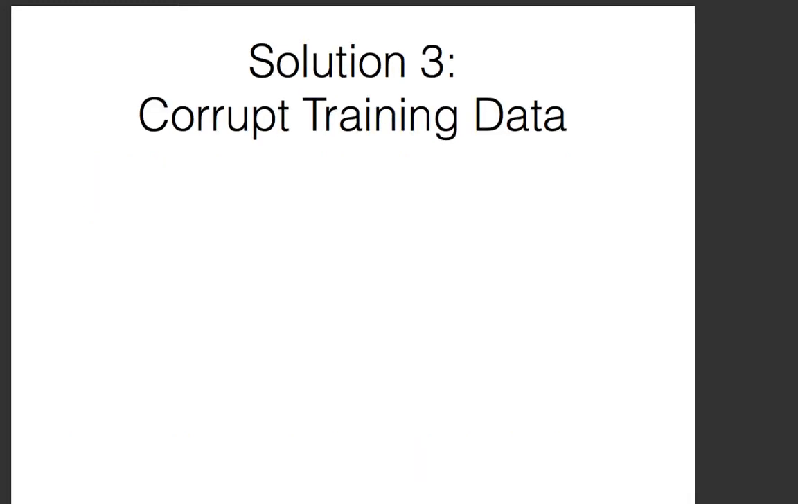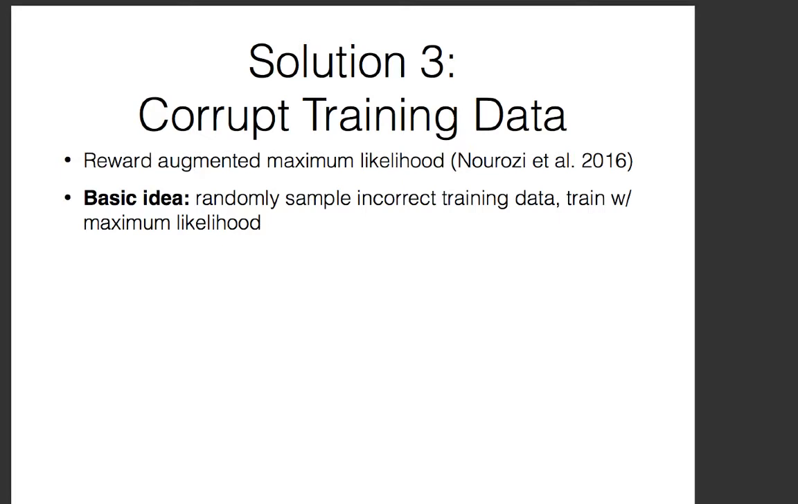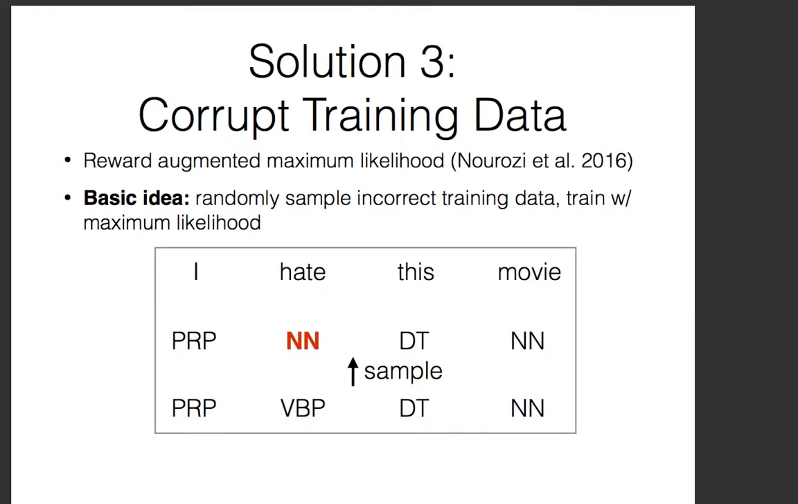Okay. In a final solution, this is a relatively recent paper that's actually pretty interesting if you're interested in these things. But the idea is that you corrupt the training data. It's a method called reward-augmented maximum likelihood. And the basic idea is that you randomly sample incorrect training data, then train with maximum likelihood. So the idea is you sample a mistake, where you switch verb phrase into noun, verb into noun, and then you just train on this using maximum likelihood.